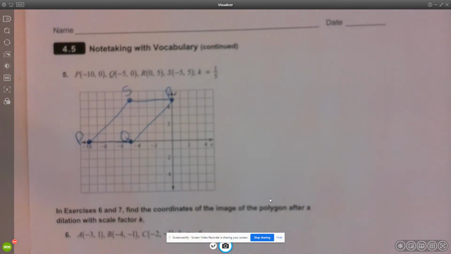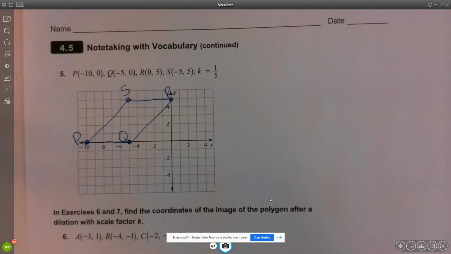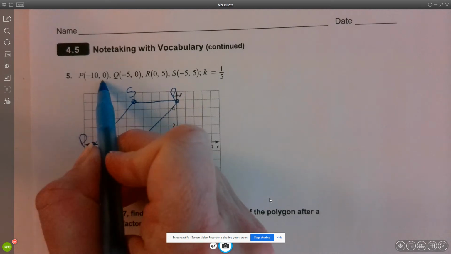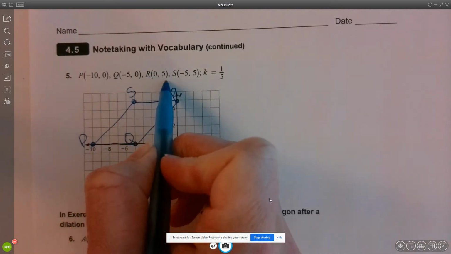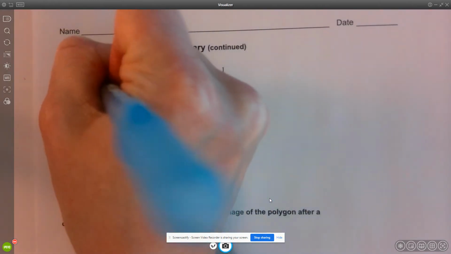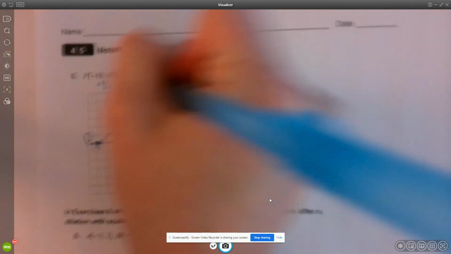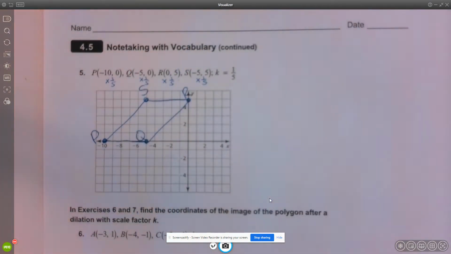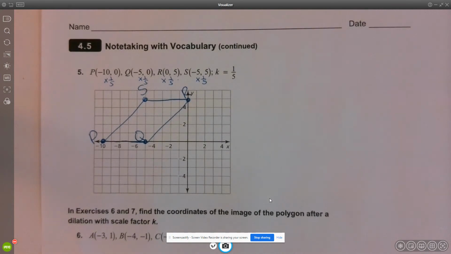Now my scale factor is 1/5. This is a number less than 1, so I expect this pre-image to get smaller. Remember, to get our new image, we need to multiply the x and y coordinates of our pre-image points by 1/5. So we're going to multiply all my x and y coordinates by 1/5 to get our new image points.